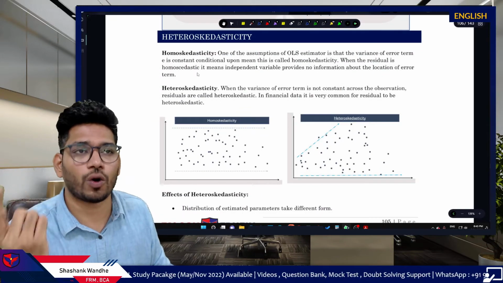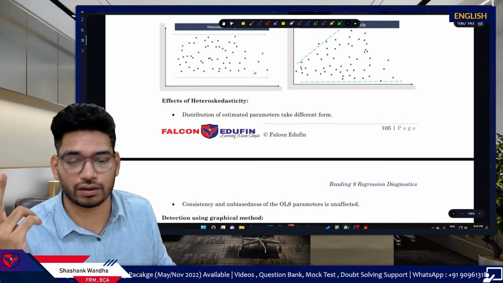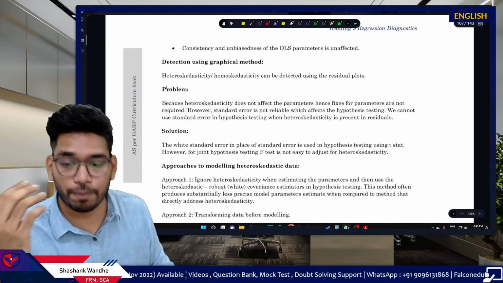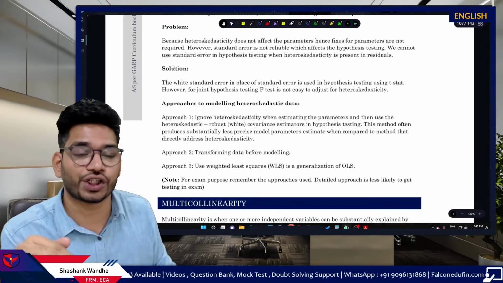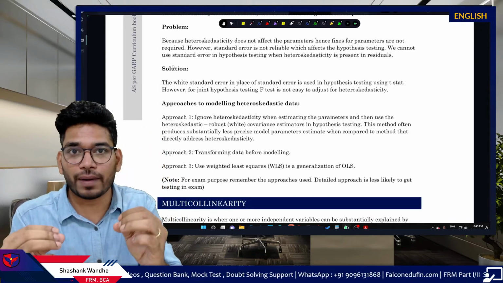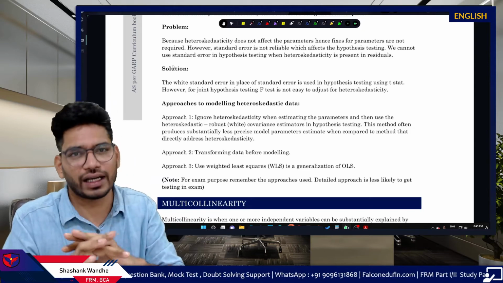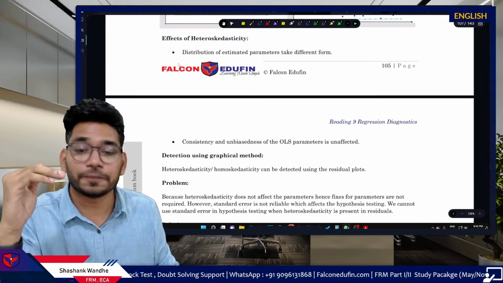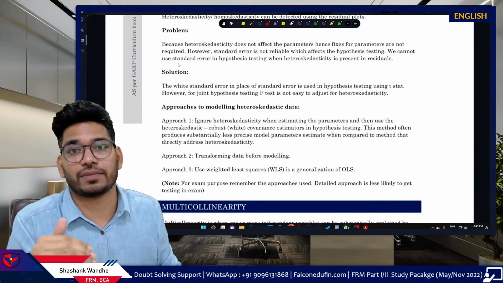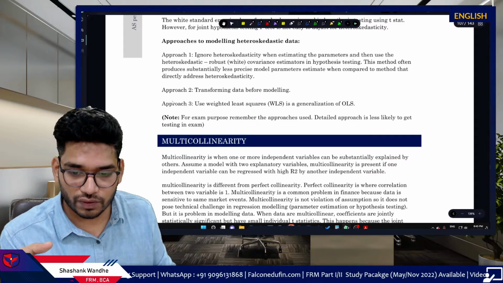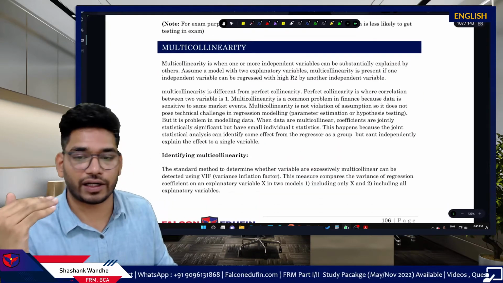Understand the difference between homoscedasticity and heteroscedasticity and the graph for it. Effects of heteroscedasticity, detection of heteroscedasticity, problem with heteroscedasticity, and solution. I provided each and everything in this particular manner, so you get the proper understanding. Instead of mixing each and every text with each other, I provided solutions like this, and again, this is the testable area. Then approaches to modeling the heteroscedasticity. So these are the 3 approaches you have to understand and read from this.